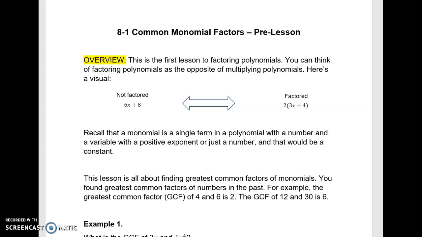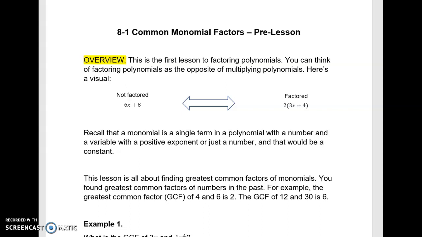So as an overview, this is the first lesson to factoring polynomials. You can think of factoring polynomials as the opposite of multiplying polynomials. So you're like undoing the distributive property. Here's a visual. So I have an example here with that blue double-sided arrow in the middle. On the left, you have a not factored form of the polynomial, 6x plus 8. That's just a linear binomial.